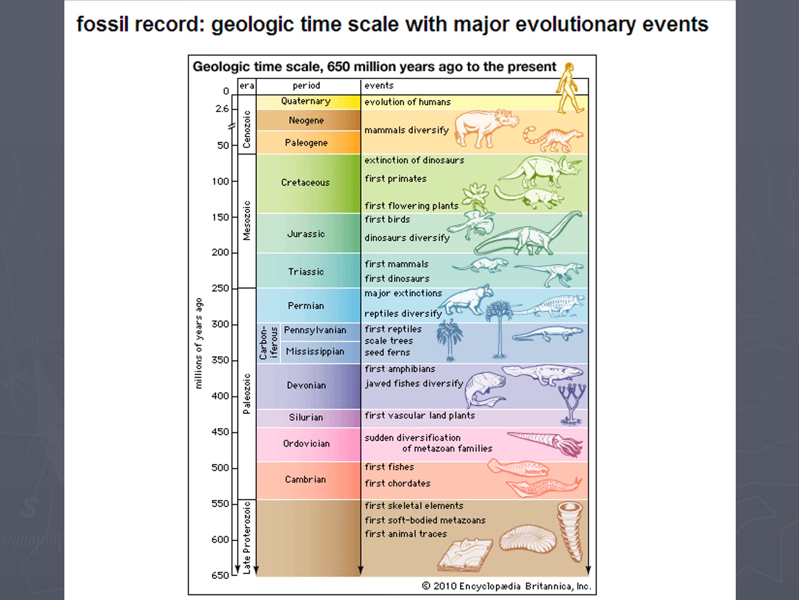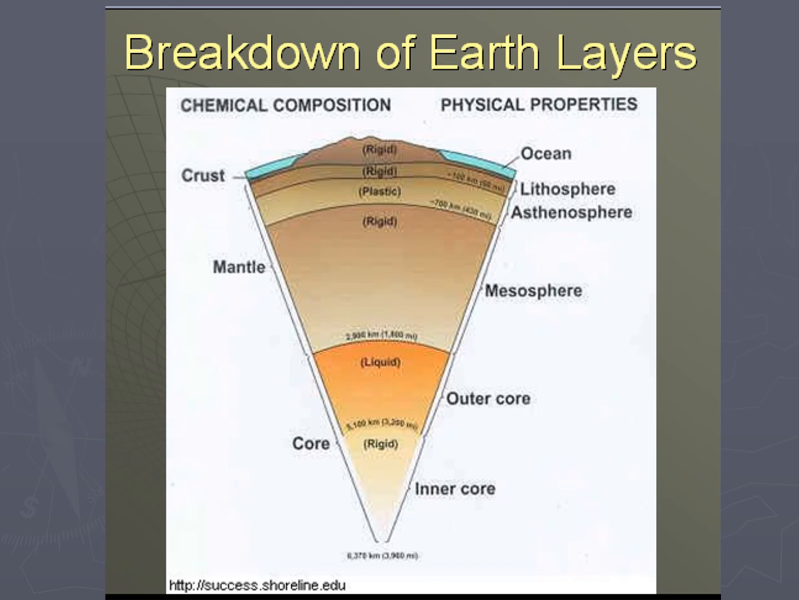At the end of the Cretaceous, you have another mass extinction event, and the dinosaurs go away, paving the way for mammals to flourish. Okay, breakdown of Earth's layers. This is a very rudimentary drawing, so we will look at an upcoming slide and discuss this more.